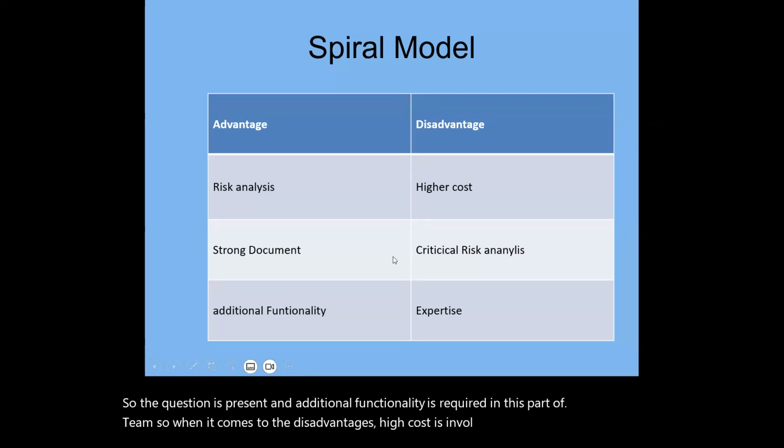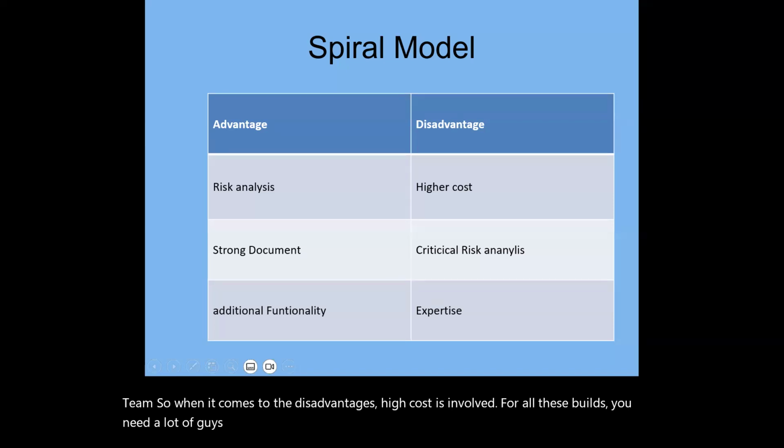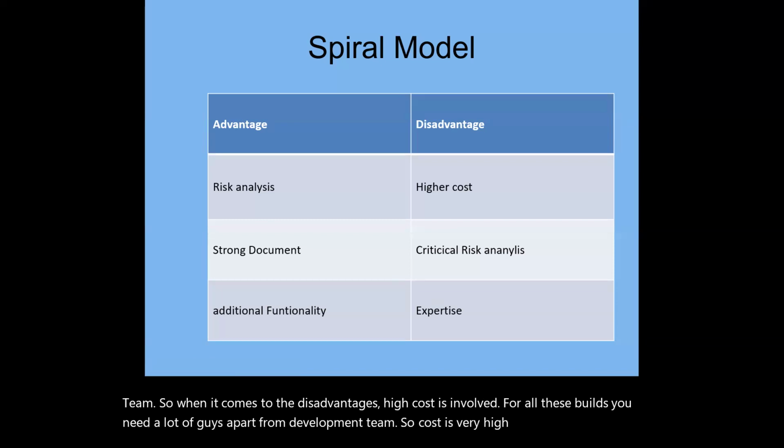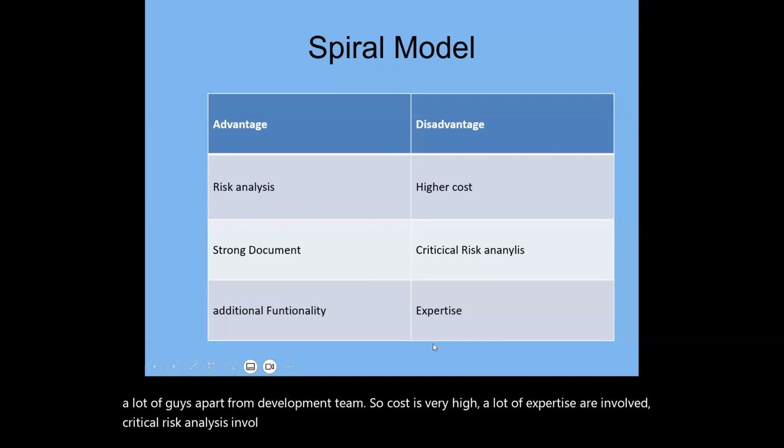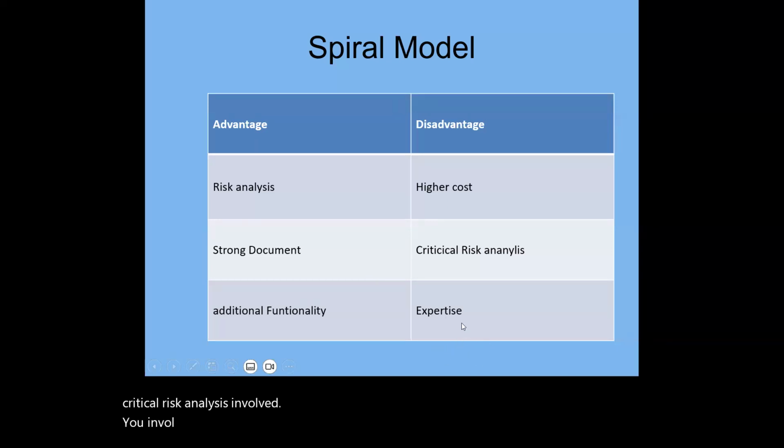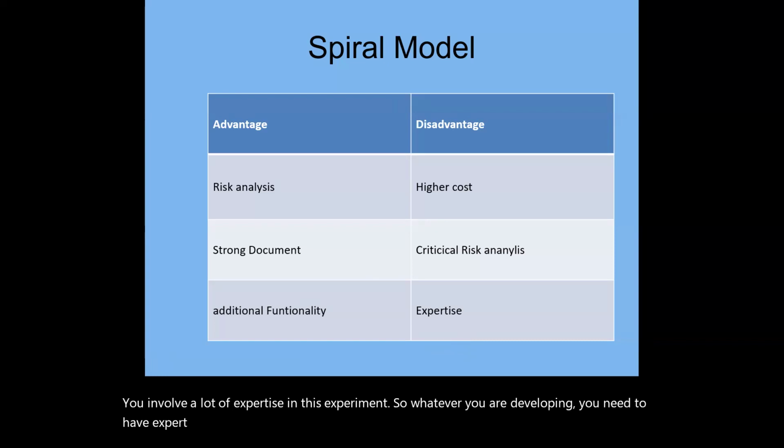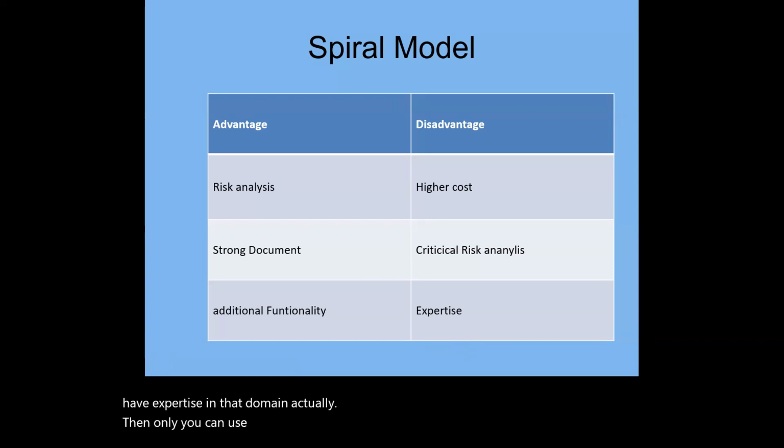For all these builds, you need a lot of people apart from the development team. So the cost is very high. A lot of expertise is involved, and critical risk analysis is involved. Whatever you are developing, you need to have expertise in that domain. Only then can you use this spiral model.